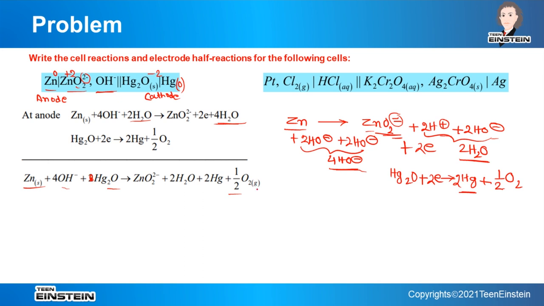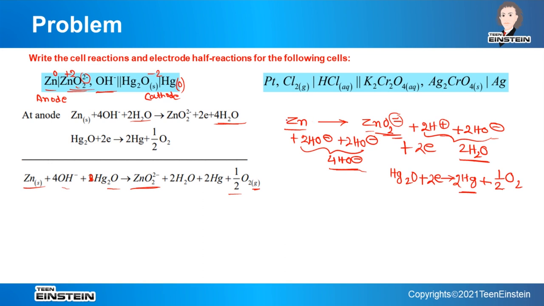And here the physical state, wherever it is applicable, is also mentioned. So here, as this ion is directly mentioned in the cell representation, we can write it. If there is a 2 negative charge, that is not a problem. Fine.